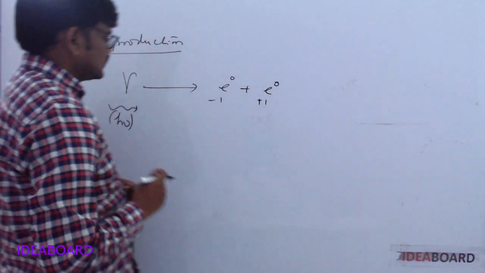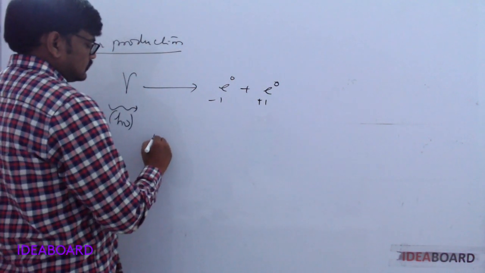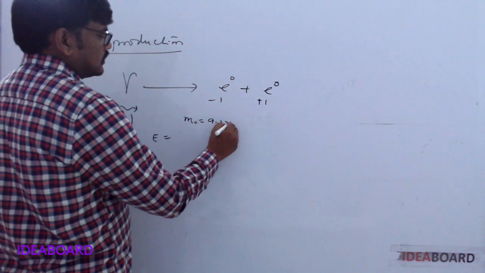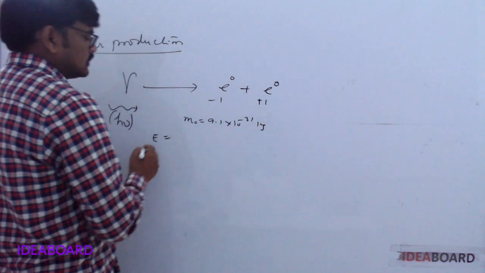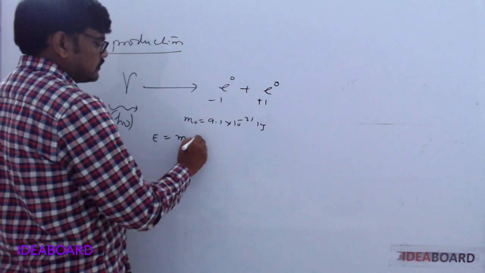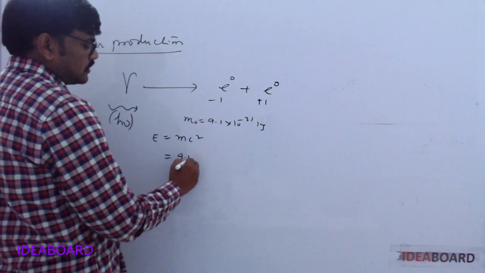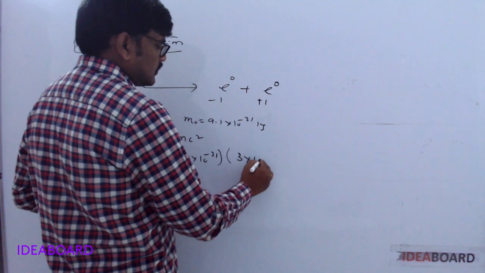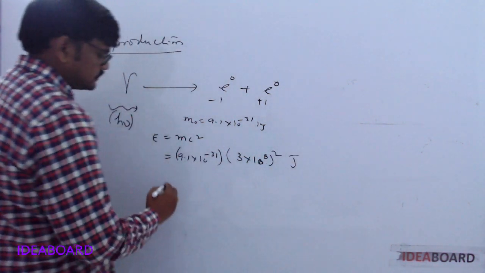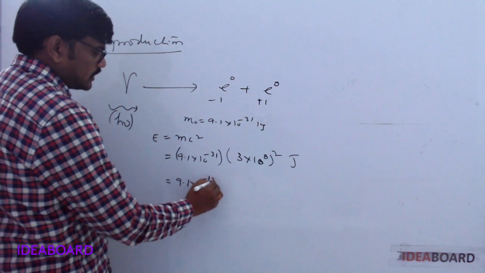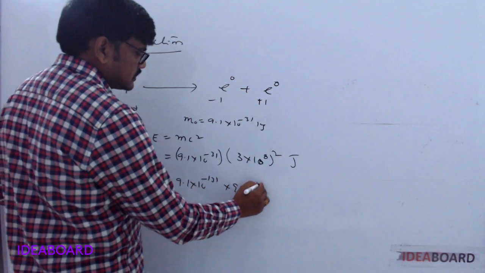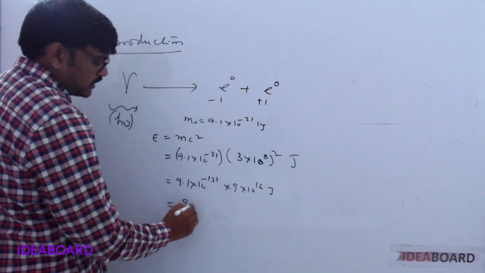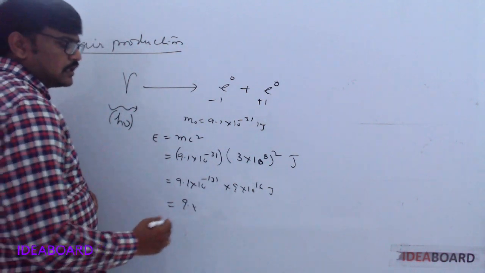We know that the rest mass of the electron m0 equals 9.1 into 10 power minus 31 kg. So its equivalent energy equals mc square, that is 9.1 into 10 power minus 31 into 3 into 10 power 8 whole square in joules. That is 9.1 into 10 power minus 31 into 9 into 10 power 16 joules. Now divide with 1.6 into 10 power minus 19, we get in electron volt.